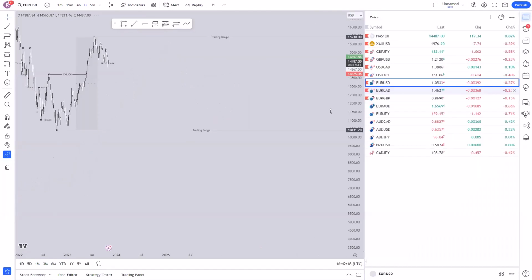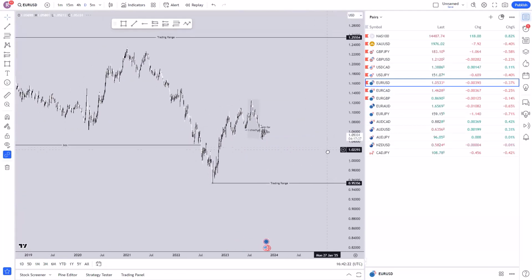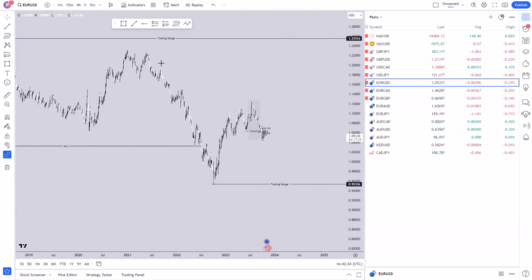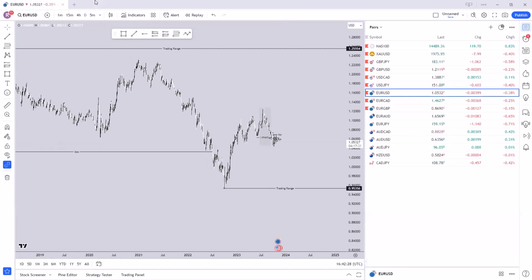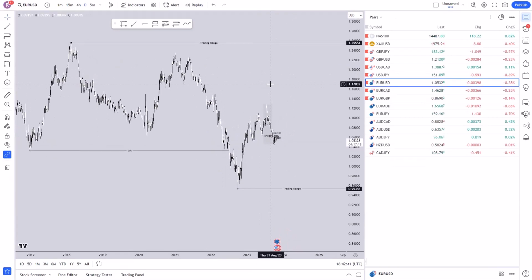Let's go to Euro USD because it's moving very nice recently. Okay, cool. So remember what I said to you. Daily time frame is the higher time frame. 4 hour is the medium time frame, and the 15 minute is the lower time frame. Okay. So we are now currently on the daily time frame on Euro USD. We want to know with the daily time frame the objective of what price is doing.